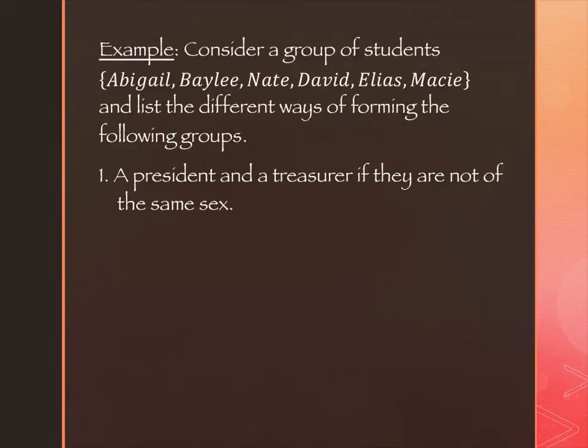So we're going to consider a group of students, Abigail, Bailey, Nate, David, Elias, and Macy. And we're going to list the different ways of forming the following groups. So for problem number 1, we're creating a president and a treasurer, and they're different sexes. So we've got one boy and one girl in our grouping.